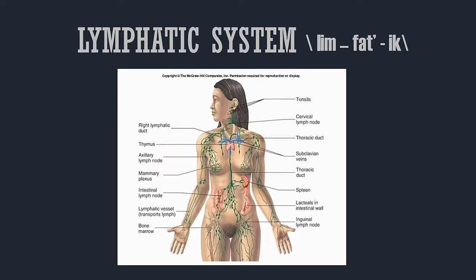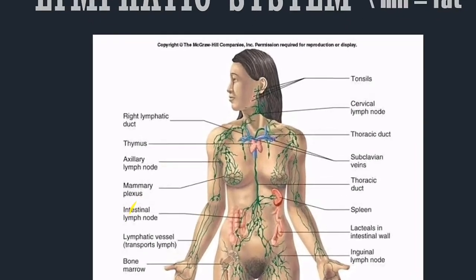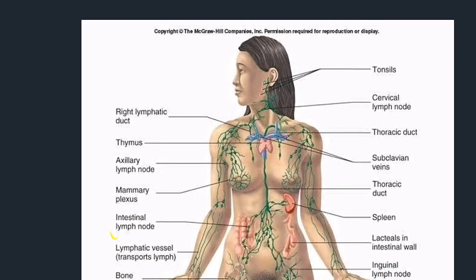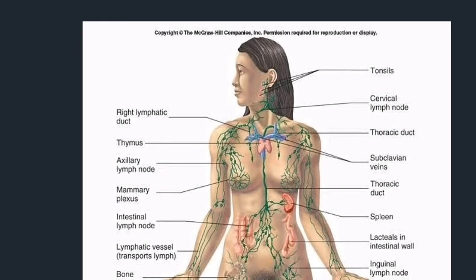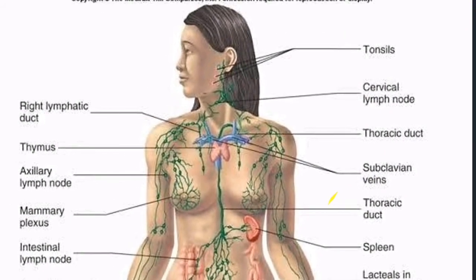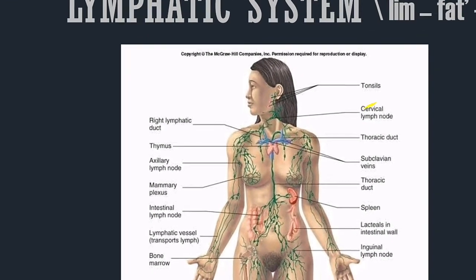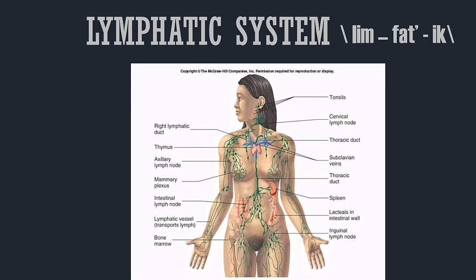Now, here is our lymphatic system that is composed of different parts, different organs with different functions as well. So as you can see, we have here the right lymphatic duct, the thymus, the axillary lymph node, the mammary plexus, the tonsils, the cervical lymph node, the thoracic duct, the spleen, and the like. So that's what composes our lymphatic system. It has a lot of parts.